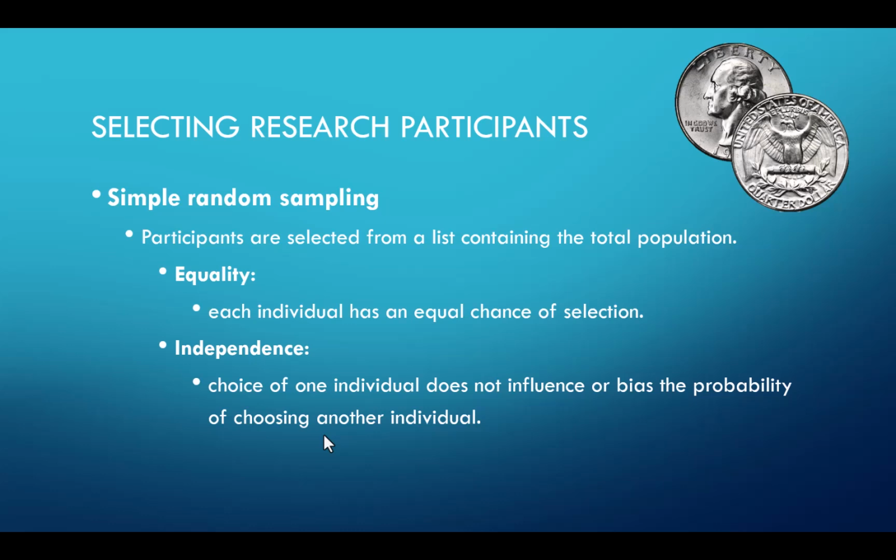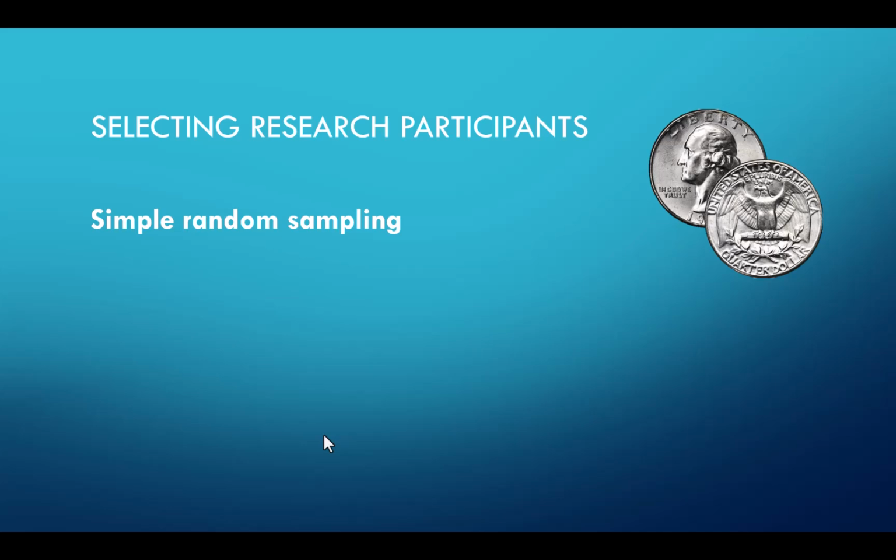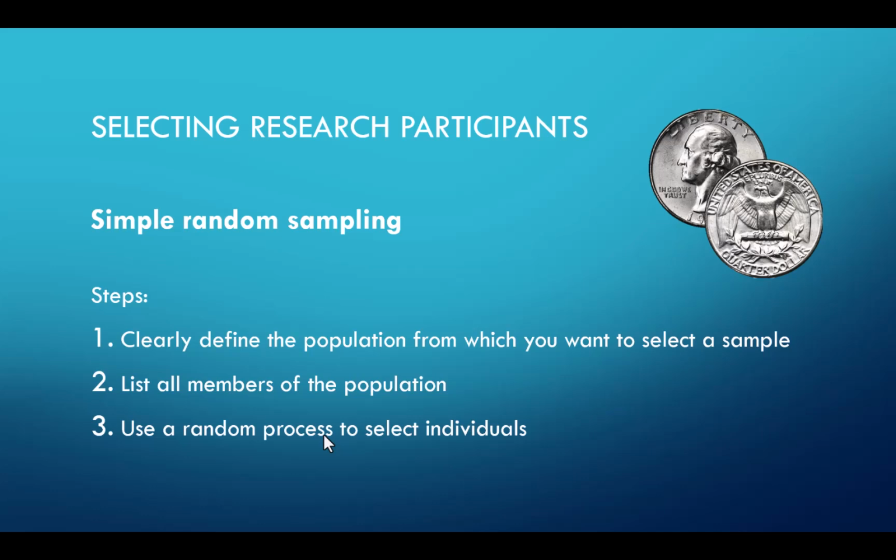And there are a variety of different types of sampling techniques. You go on and take an experimental methods class or another class in psychology, and you'll learn more details. But for this, we're just going to simply call it simple random sampling, or also refer to it as random selection. So the steps for simple random sampling or random selection are quite simple. First, we're going to define the population from which you want to select the sample. You're going to list all members of the population, and then you're going to use a random process to select that population.